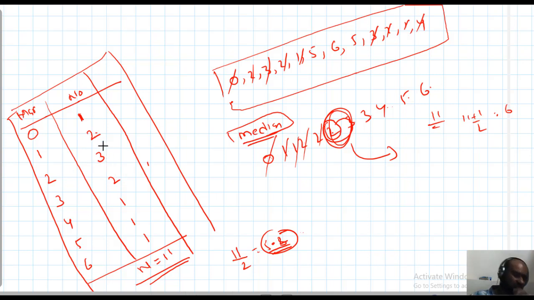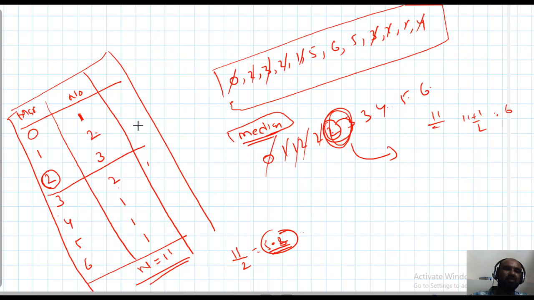So, next 6 plus 2, 8 students are there whose mark is below 3. But I want the 6th student's mark. Automatically the 6th student's mark is here only, no? This is the 6th student's mark. Because one student got 0 marks, after that 2 students got 1 mark, after that 3 students got 2 marks. The 6th student's mark is 2 only, that's why 2 is taken as the median of the data.